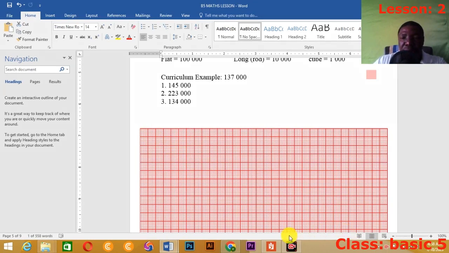This here is a cube. So that's a cube here. Okay, that's a cube. Are we clear? So that's 1,000. So this one represents 1,000.